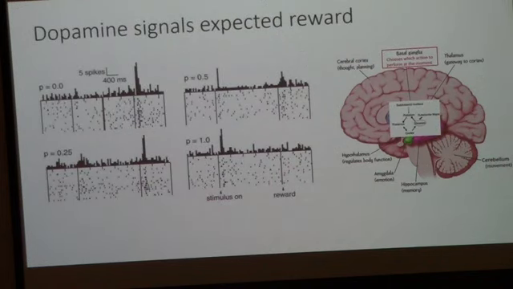Dopamine. So dopamine is something that Dr. John also covered. This is for reinforcement learning. But what does it do? It basically predicts how much reward you're going to get.